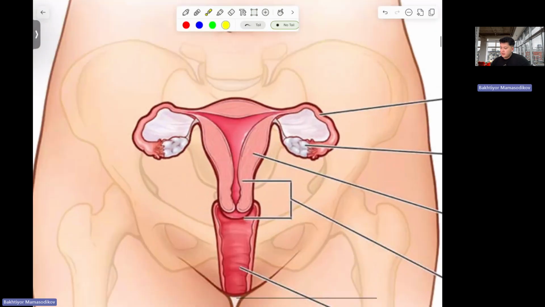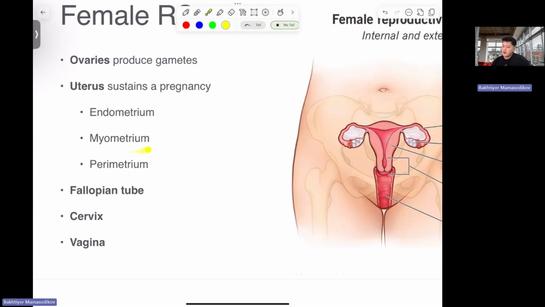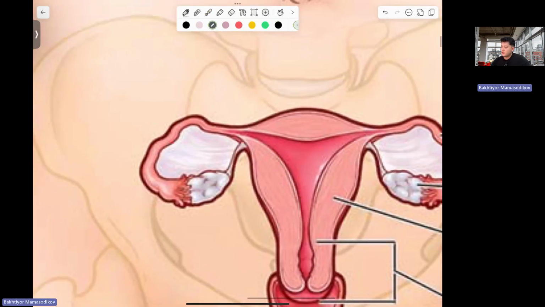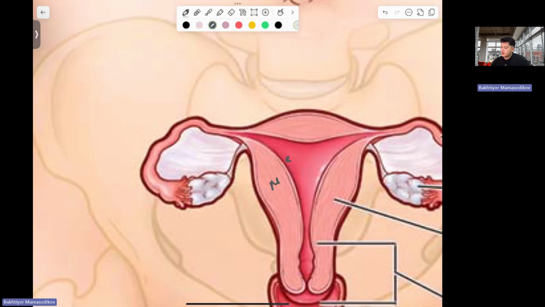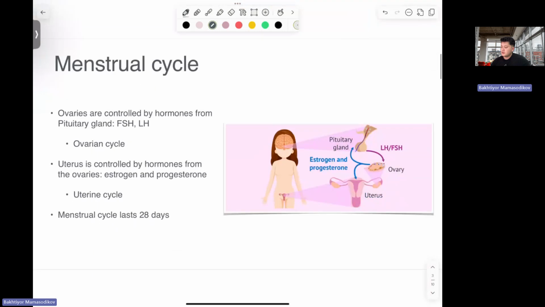This is the layer of the uterus. As you can see, the layer of the uterus consists of three parts: the endometrium, the myometrium, and the perimetrium. Endometrium is the innermost layer. This is called endometrium, this is the myometrium, and this part is called perimetrium, the outer layer. I hope you understood this concept.